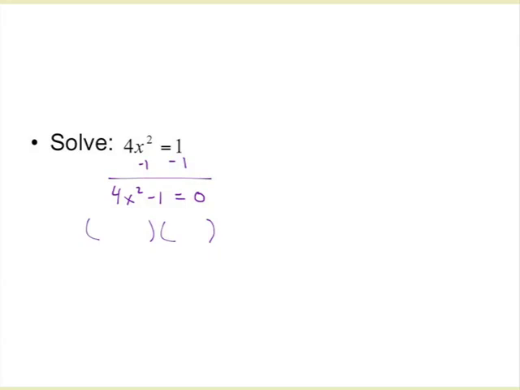Our special forms deal with perfect squares, so what times itself is 4x squared? 2x. And what times itself is 1? And what do I do with my signs? A plus and a minus. So that they multiply to make a negative 1 if I look at the lasts, and my outsides and insides, if I would FOIL this back out, would end up being 0.